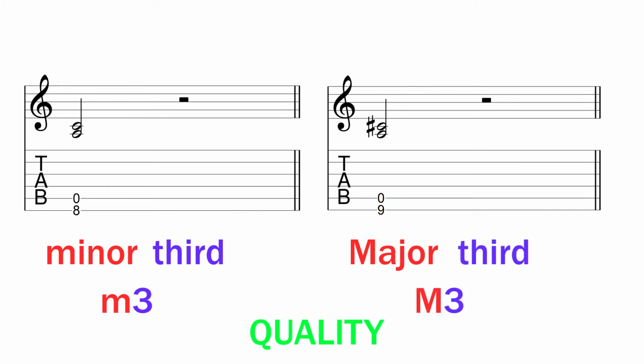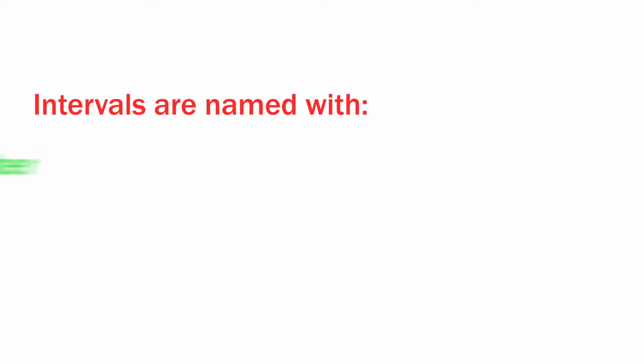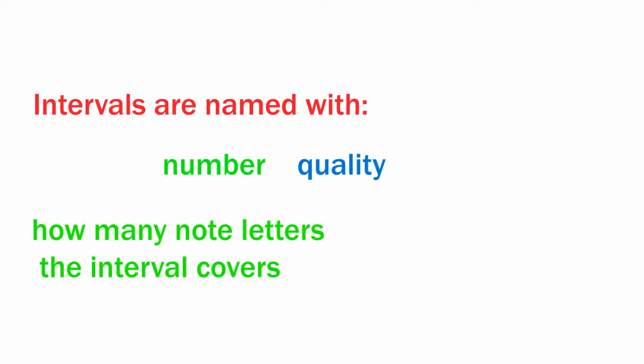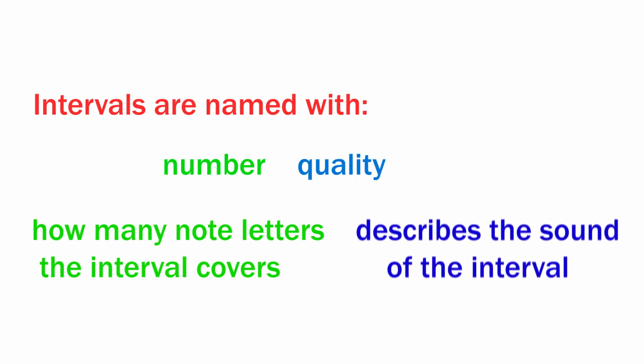I know this can be a bit confusing at first, so here is a recap of the most important points to remember. We name intervals with a number and a quality. The number is how many note letters the interval covers. The quality is how we describe the sound of the interval. Mapping out all 12 notes will help you understand how all these interval names work.